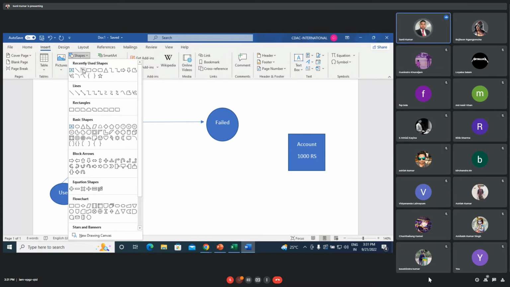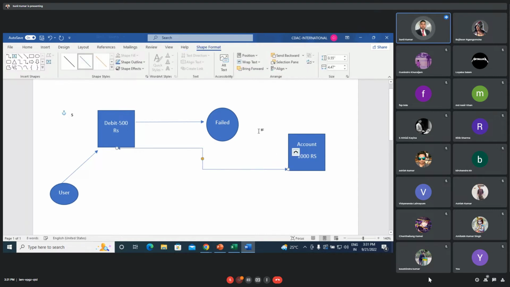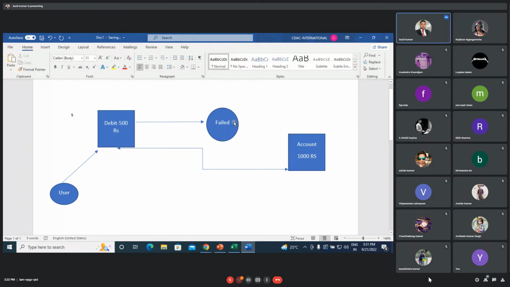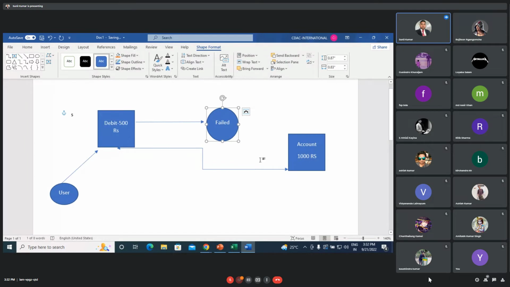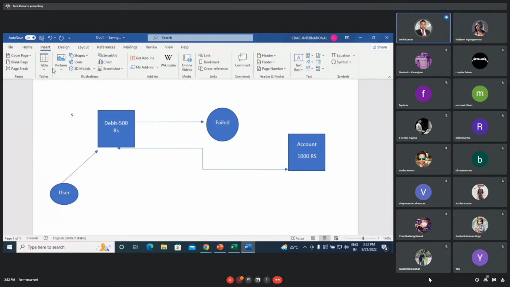It should not be reflected because the amount was to be deducted from your account, but you did not receive it. So what should happen? The transaction failed. It should roll back to its original state. Understand? It should roll back to the original state. How?